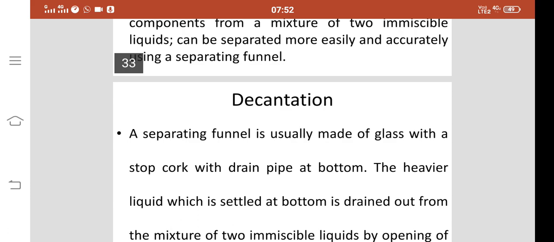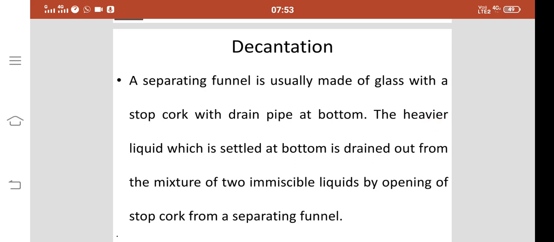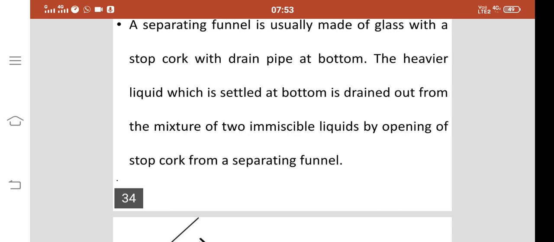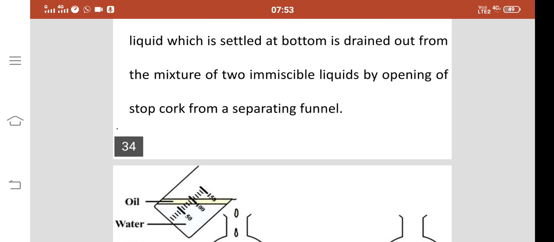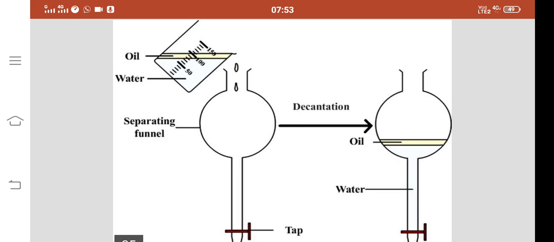Decantation. A separating funnel is usually made of glass with a stop cork and a drain pipe at the bottom. The heavier liquid which settles at the bottom is drained out from the mixture of two immiscible liquids by opening the stop cork of the separating funnel. So you can see in this particular slide how the decantation process works.